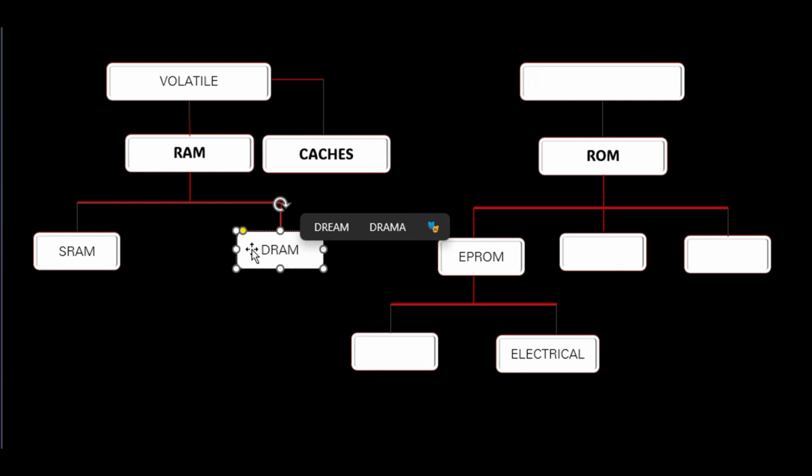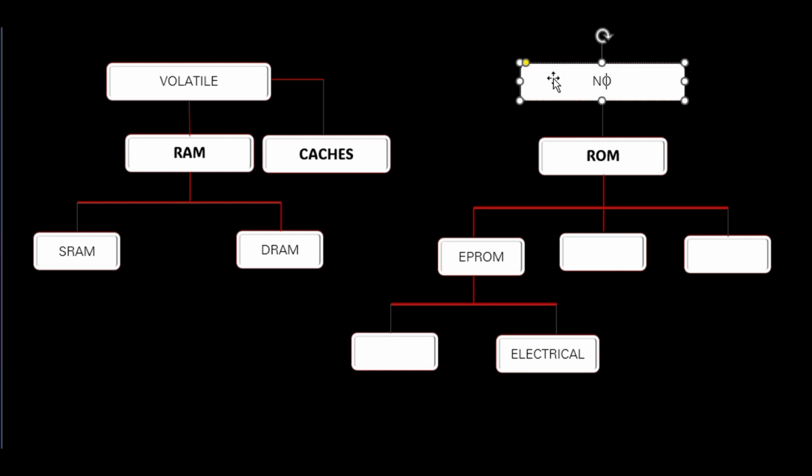Now let's go to the non-volatile. In classifying the non-volatile, we can have the ROM, which is the read-only memory. This ROM can further be broken down into a number of types. We can have the EEPROM, and the EPROM, which I'll be confusing with each other because they look somehow similar. Then we have the PROM, the programmable read-only memory.